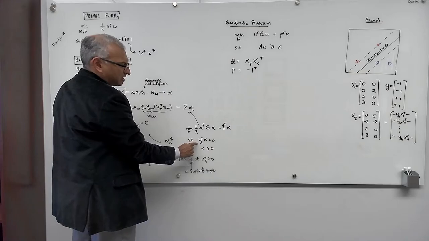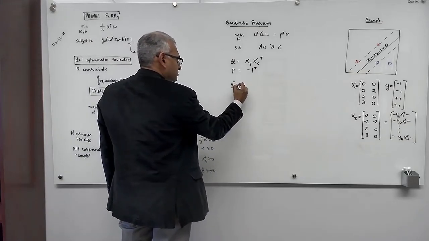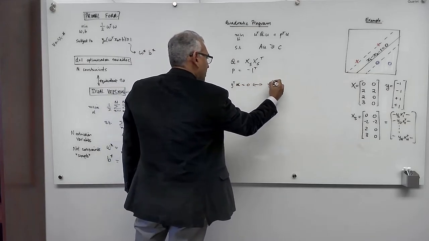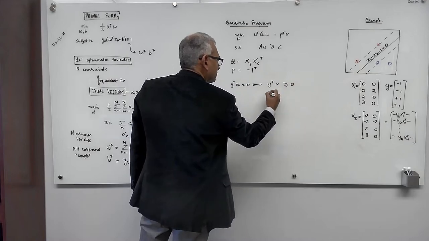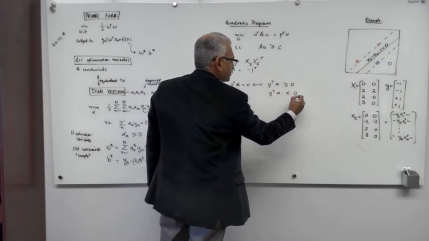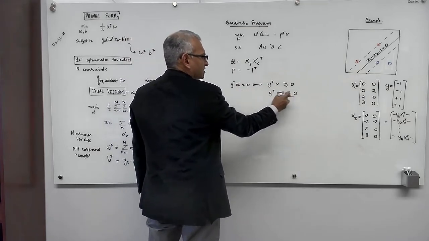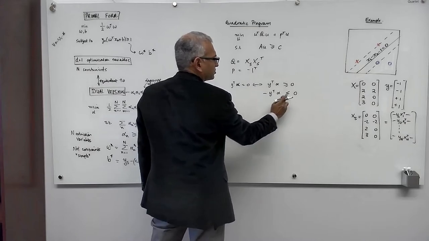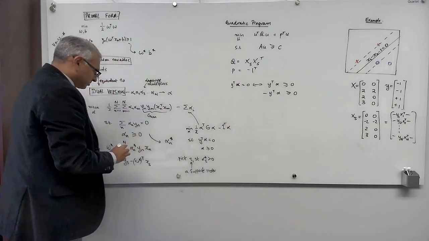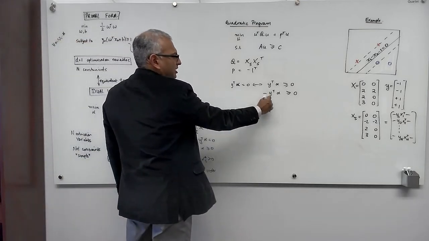An equality constraint is equivalent to, so this guy here, y transpose alpha equals zero, is equivalent to y transpose alpha greater equal to zero and y transpose alpha less equal to zero. Those two combined give you equals to zero. But y transpose alpha less equal to zero is the same as minus y transpose alpha greater equal to zero. Okay. So an equality constraint becomes two inequality constraints.